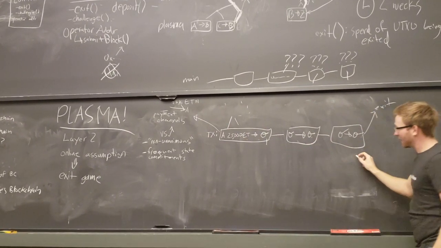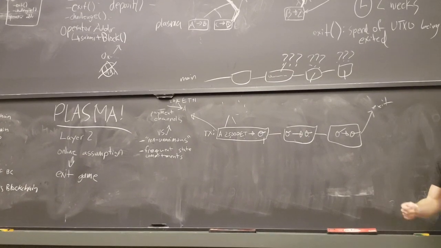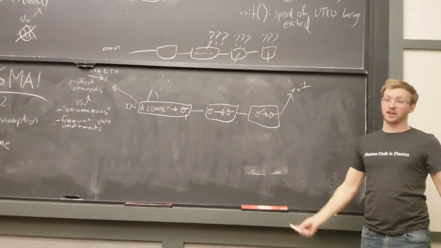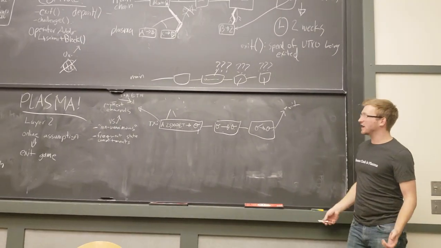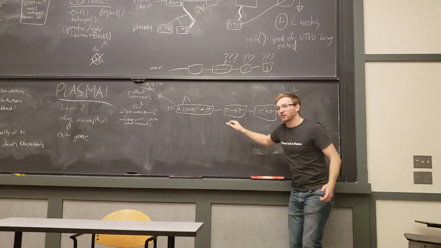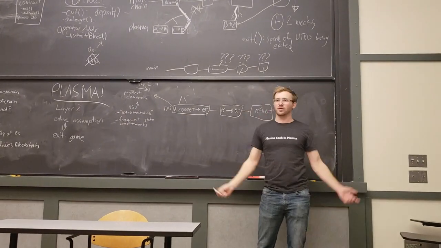But the problem is that is not a fixed number of rounds. And so if the challenge period is 2 weeks, over 2 weeks the operator could do this every single time, and you'd have to trace back 2 weeks' worth of transactions. And so it would be horrible scalability.